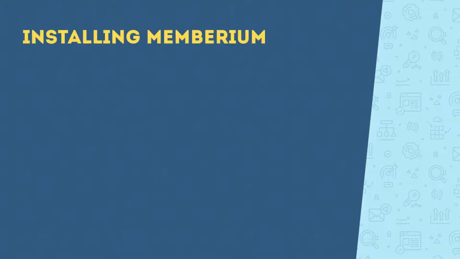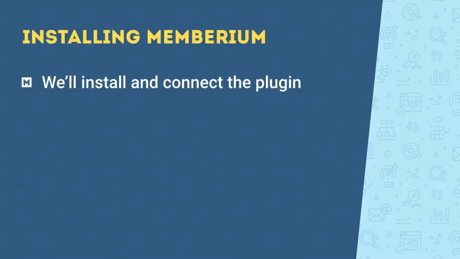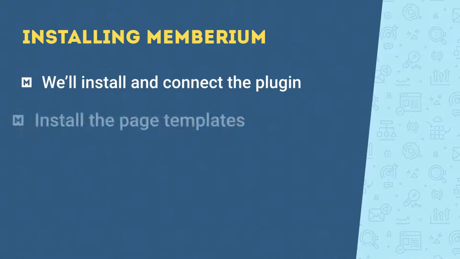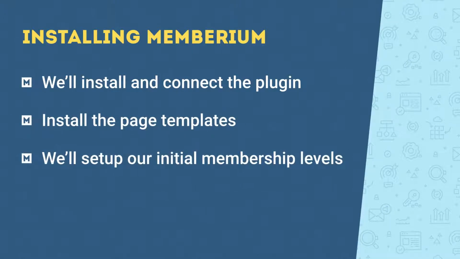So, the first thing that we need to do is actually install Memberium. We're going to install and connect the Memberium plugin. We're going to install the page templates for Memberium, the ones that I just showed you, and then we're going to set up our initial membership levels. So, let me show you how to do all that right now.